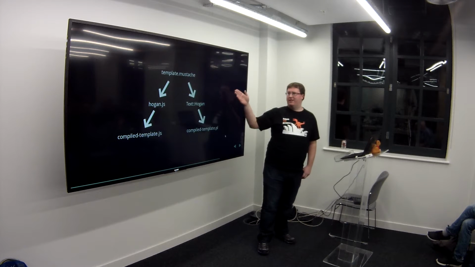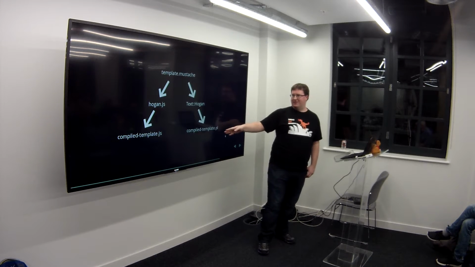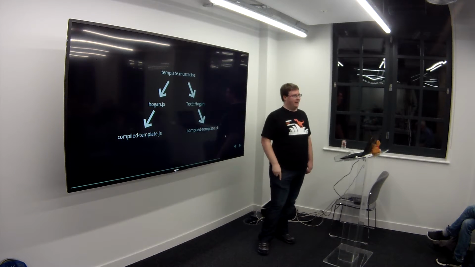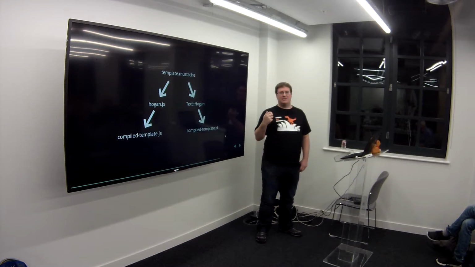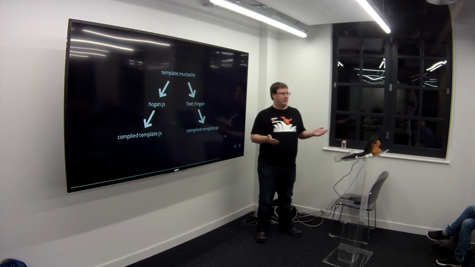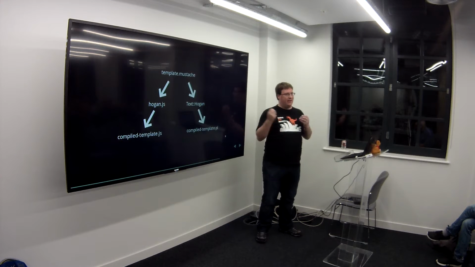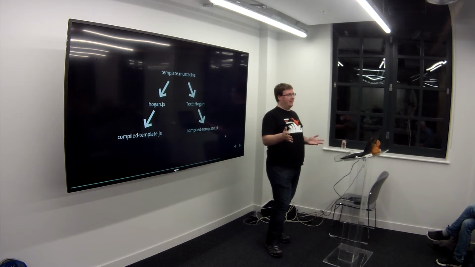Or on the Perl side, Text::Hogan will do the same thing, turn it into a compiled Perl template, which you then give a big Perl data structure to, and out comes the same HTML on the server. So that means when Googlebot comes along, or when a user comes along for the first time, you go, here you go, here's your full HTML page that Googlebot knows how to read.